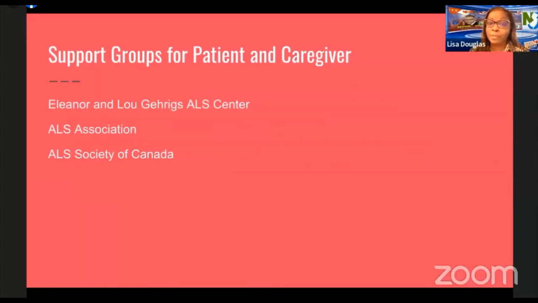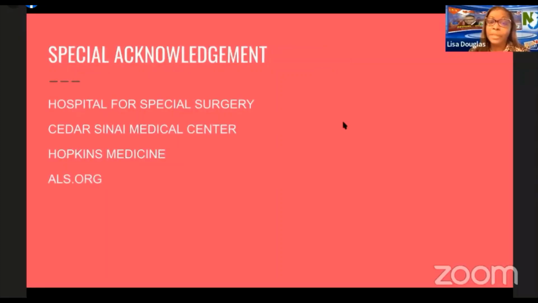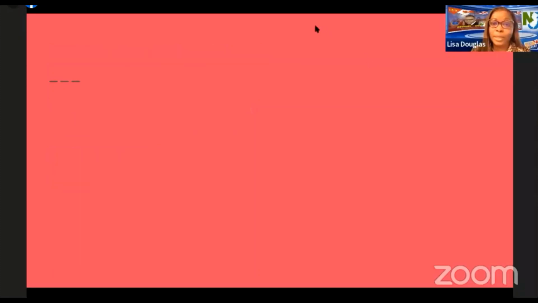Support groups that are available for the patients and their caregivers: Eleanor and Lou Gehrig's ALS Center, ALS Association, and ALS Society of Canada. I want to give special acknowledgement to Hospital for Special Surgery, Cedars-Sinai Medical Center, Hopkins Medicine, and ALS.org for the information that I was able to provide to you today.